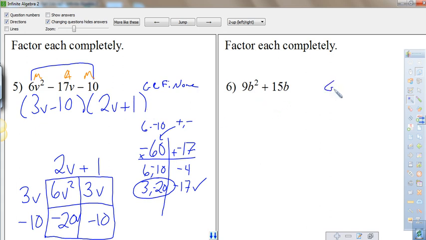Alright, last guy, GCF is, let's see, 3 goes into both of those, and they both have a b. So we're going to factor out a 3b, and we're going to get 3b plus 5. You cannot factor this anymore, so you're done.